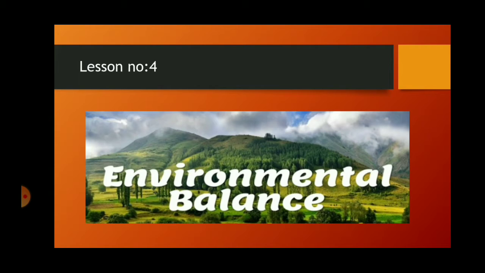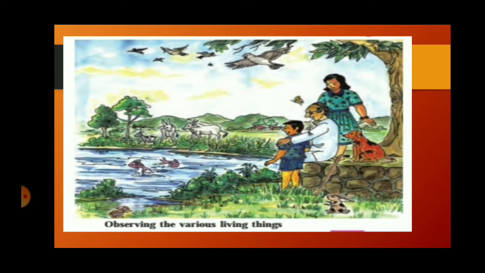Today we are going to learn lesson number 4, Environmental Balance. Observe this picture. In this picture, various types of living and non-living things are there. Fish, river, animals, human beings, trees, birds are there. Living things and non-living things together make environment.